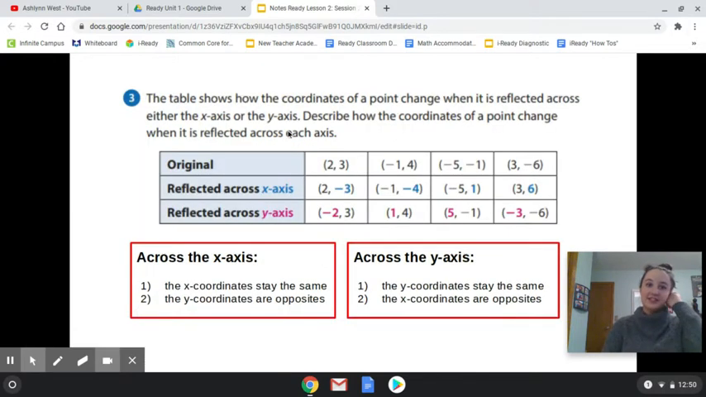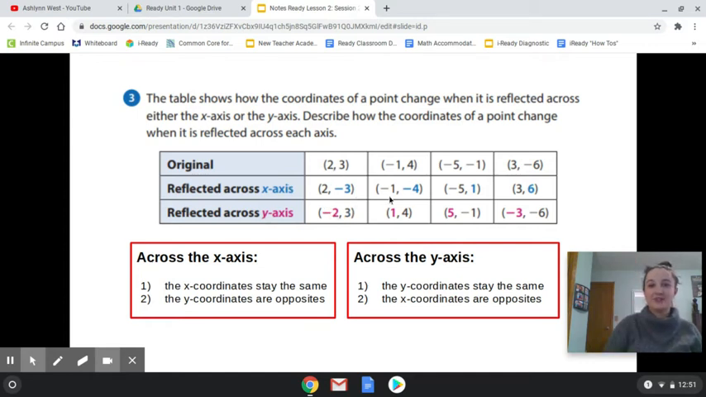So the table shows how the coordinates of a point change when it's reflected across either the x-axis, so again that's this one, or the y-axis, this one. So I'm going to describe how they change. If our original point is (2, 3), when it's reflected across the x-axis, we have (2, -3). So your y value becomes its opposite. If we reflect over the y-axis, your x value becomes the opposite and your y value stays the same.